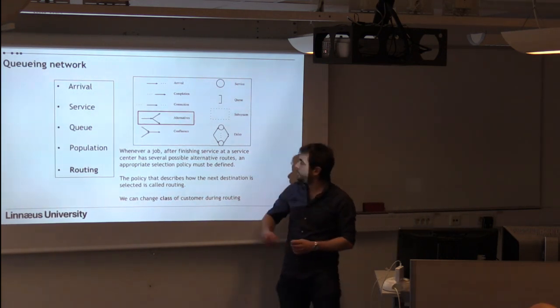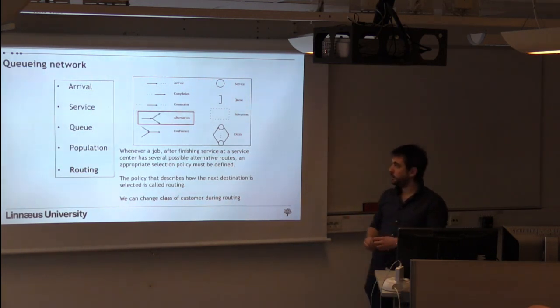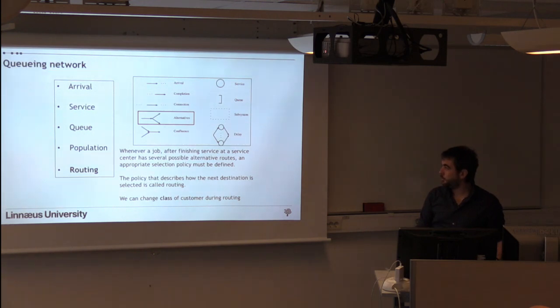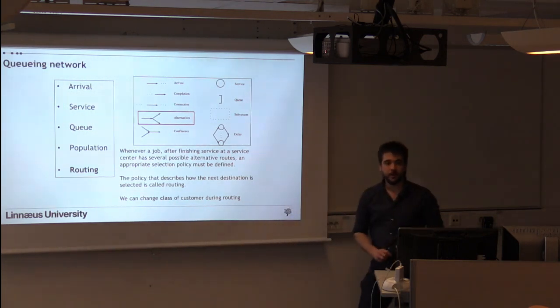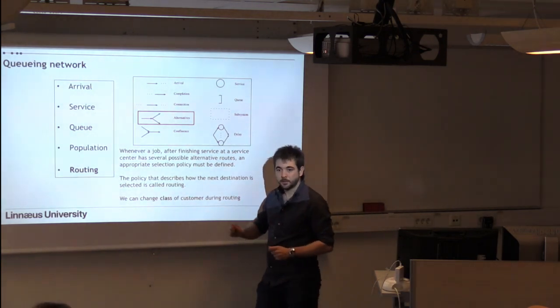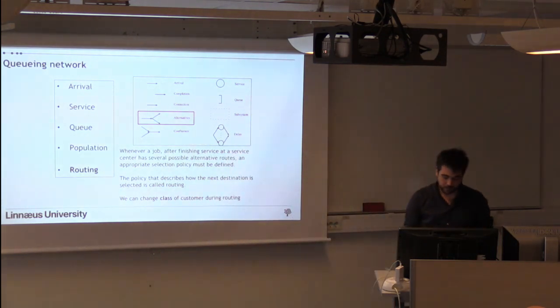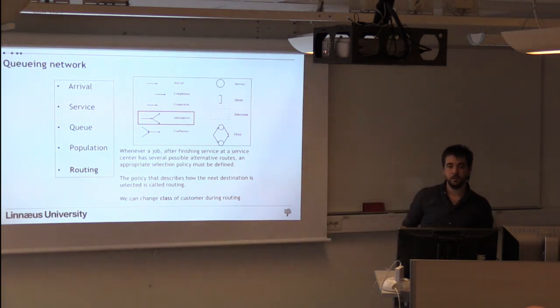So when a job finishes their service in a service center, there are several possibilities. They go from service center one to the second or to the third. Then we have to define some policy of the alternative. And this policy is what we call the routing. During this routing, we can also change the class of a customer. So if we had a white code customer, when we are routing, we can say that now it changes to red. This might be useful for revisits, to know if people are in their first visit or in the second.